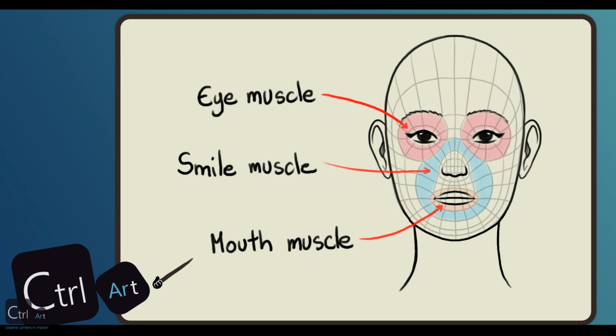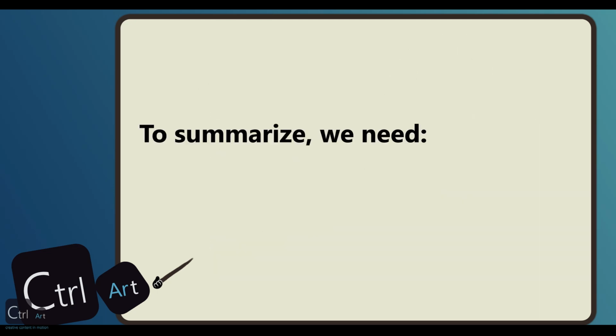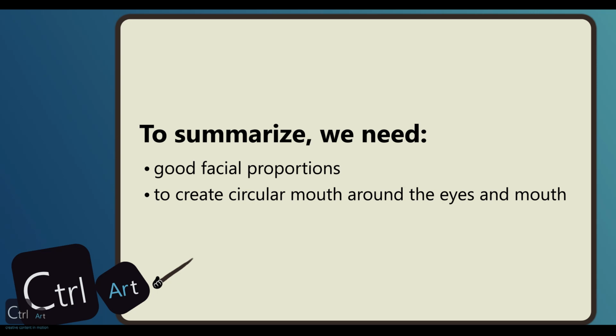In order to create it, we want to model the face with quads only. Then we want to model certain muscle areas. The eyes and mouth circular muscles and the smile muscle are the most important muscles that we need to model on our boy. To summarize, the boy needs good facial proportions and topology for making facial expressions and movements in order to avoid the uncanny valley. We need to create circular muscles around the eyes and mouth and connect the mouth to the nose in such a manner. Okay, so this is the end of the lesson, so let's continue.